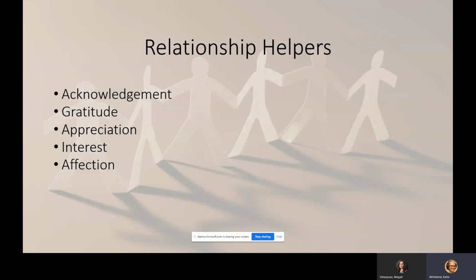When we show appreciation in our relationships, or we show gratitude, or we show acknowledgement, then we're likely to see those behaviors increase from our loved one, because they also appreciate the good feeling that comes from receiving acknowledgement, receiving gratitude, and receiving appreciation.